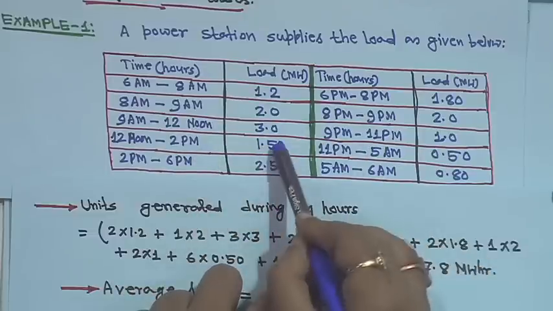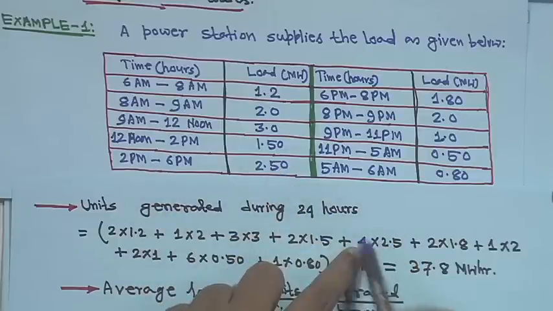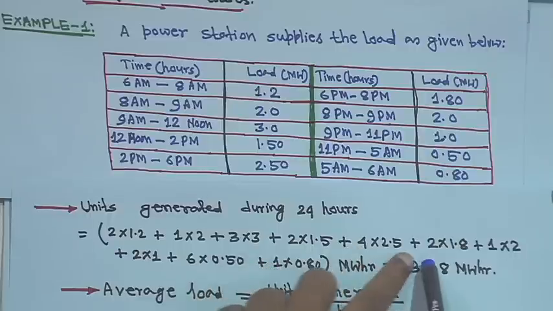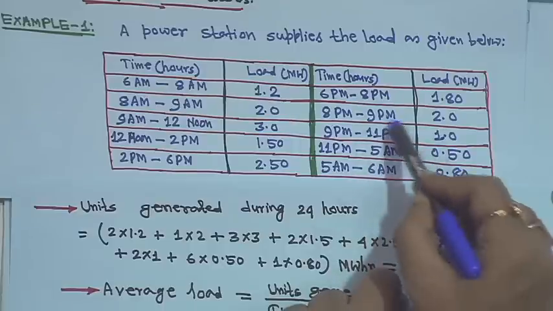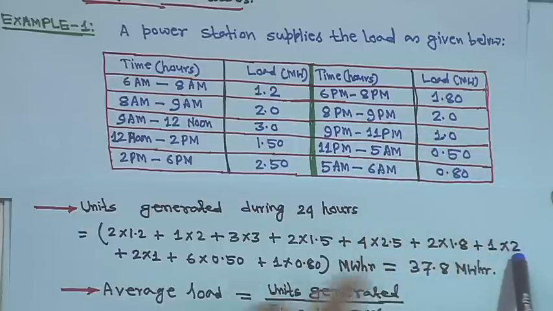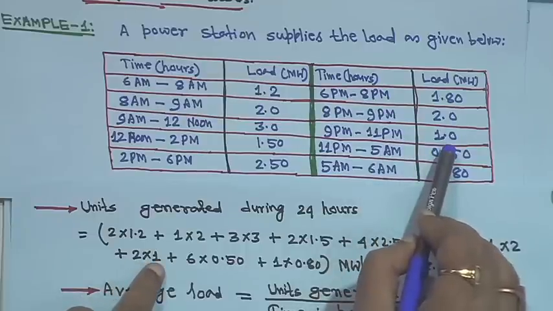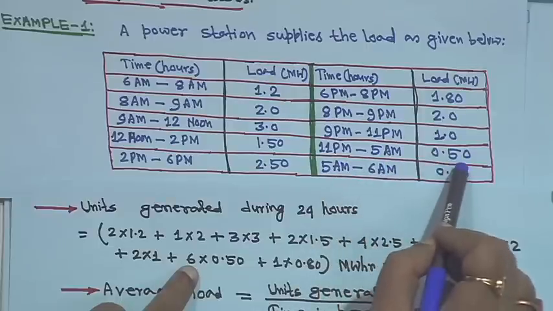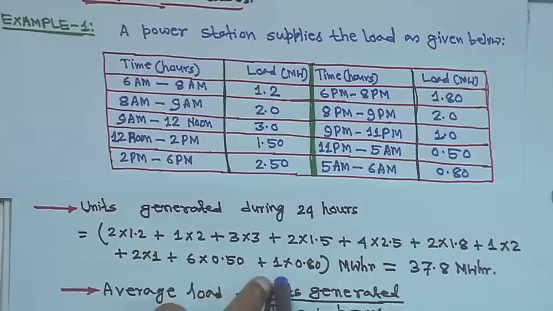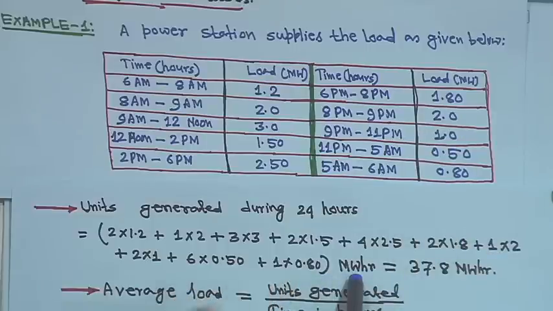plus 12 noon to 2 pm, that means 2 hours, so 2 into 1.5, load is 1.5 megawatt, plus 2 pm to 6 pm, that means 4 hours, load is 2.5, so 4 into 2.5, then plus 6 pm to 8 pm, 2 hours into 1.8 megawatt load, plus 8 pm to 9, 1 hour, 1 into 2 megawatt load, then plus 9 pm to 11, that means 2 hours, load is 1 megawatt, so 2 into 1, plus 11 pm to 5 am, that means 6 hours, load is 0.5 megawatt, so 6 into 0.5, plus 5 am to 6 am, 1 hour, load is 0.8, so into 0.8, this much megawatt hour.